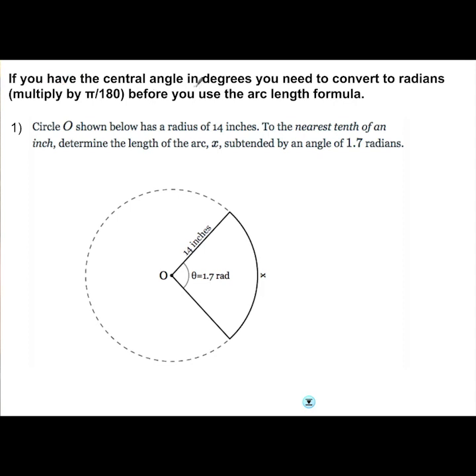Remember this, if you have the central angle in degrees, you need to convert it to radians. Remember, we convert it by multiplying by pi over 180. So we're going to have to do that before we use the arc length formula.